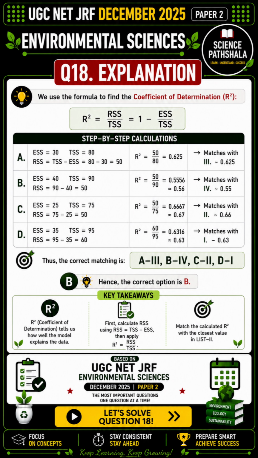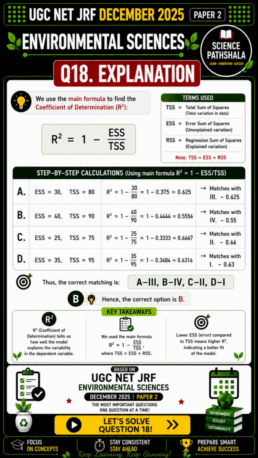We can also solve this question using RSS. In that case we will use the formula of coefficient of determination r square is equal to RSS upon TSS. As we know, TSS is equal to RSS plus ESS, so from there we can get RSS is equal to TSS minus ESS. So from both of the methods we can calculate r square.